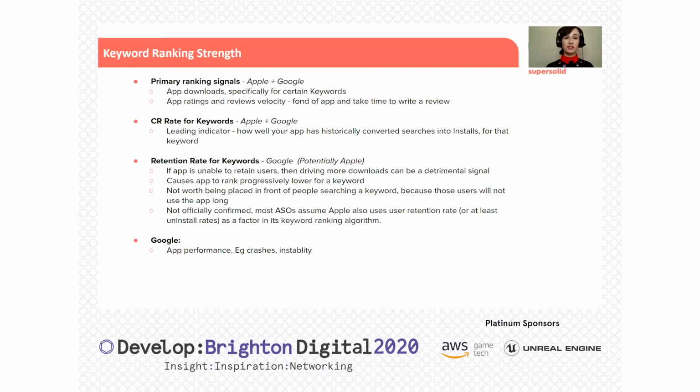So, additionally, Google looks into app performance such as crashes, instability, and ANRs, app not responding. So it is important to always keep an eye on your internal metrics in terms of crashes and ANRs, because it will impact your organic installs. And if Google sees your app as unstable, it will show you to less people. And believe me, it's very, very dramatic.